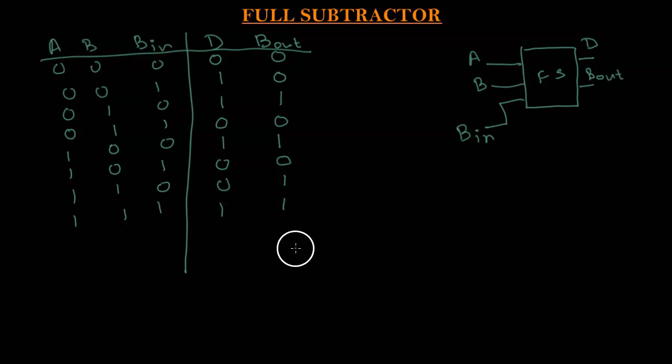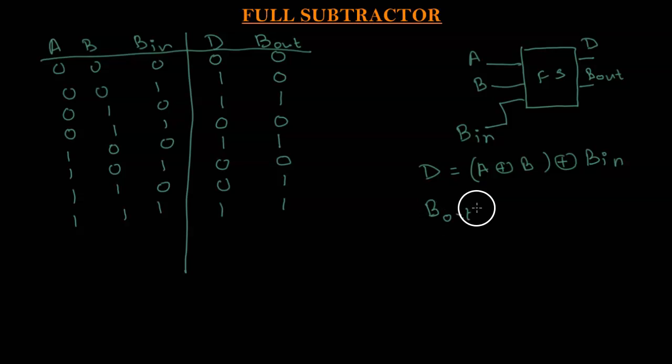So the equations of a full subtractor are pretty much similar to the equations of a full adder. Let us see here. We have D equal to 0, 1, 1, 0, and it's going to follow the same order. So we have A XOR B, and the whole thing is XORed with B in. In similar fashion, B out is A bar B plus A XNOR B, and B in.